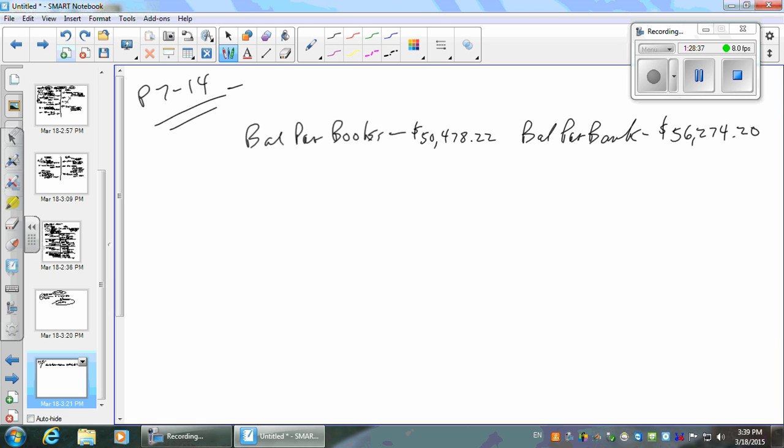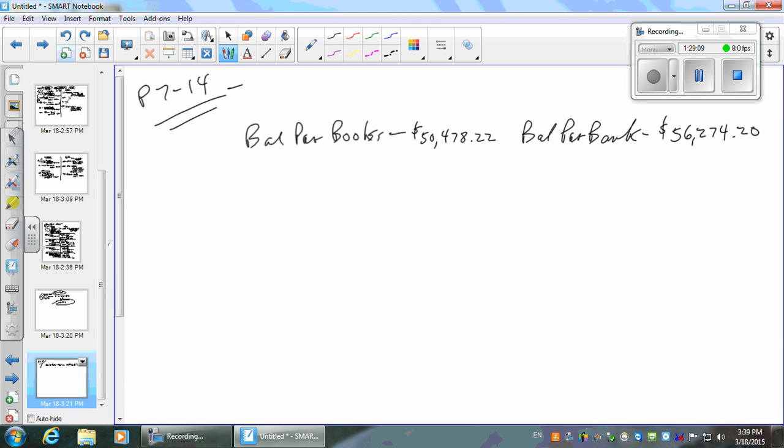For books, start with the October 31st balance. 41,847. Add the deposits. Subtract the checks. Sound good? Alright, I get that. Okay, you got both of those? So you have both of those.